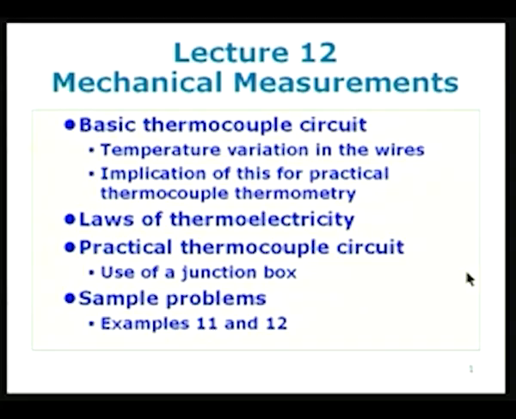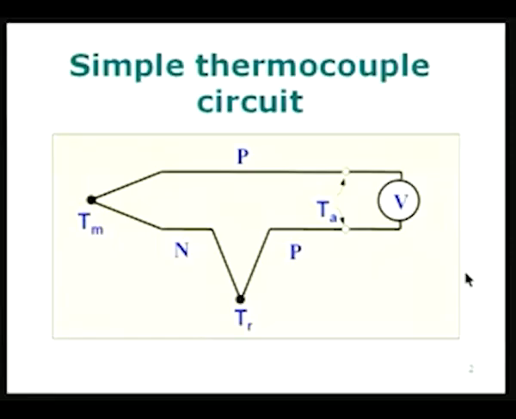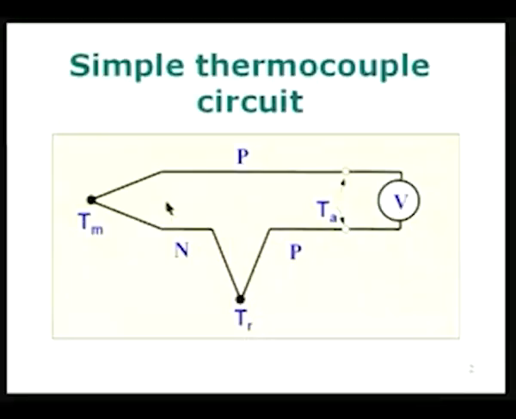So, in the next slide, I am showing the simple thermocouple circuit, which was in fact also looked at in the last lecture. It consists of 2 wires. The positive wire is shown as P and the negative wire as N, and there is a junction between the positive and the negative wire, which is maintained at the temperature T subscript M. This is the measuring junction.